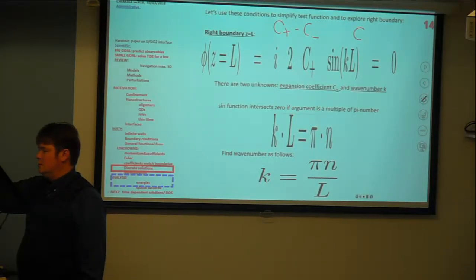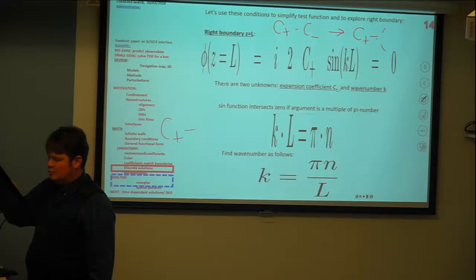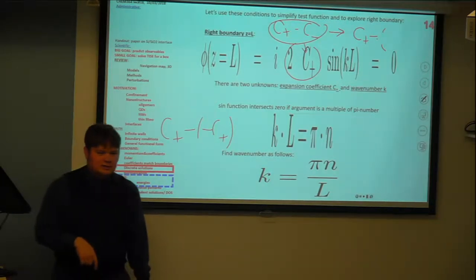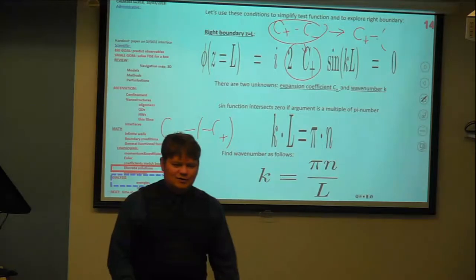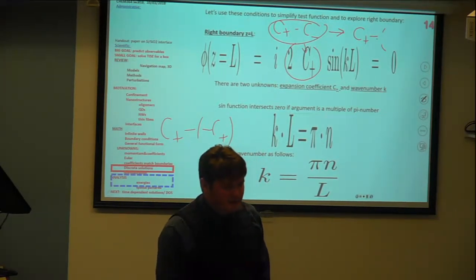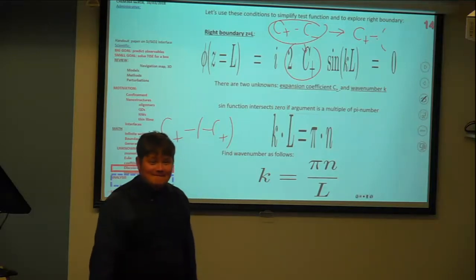And we can replace it to C plus minus, C plus minus minus C plus, right? So therefore, this one converts into two C plus. C plus is an unknown expansion coefficient in our equation, and in this context, it's not the name of the programming language.